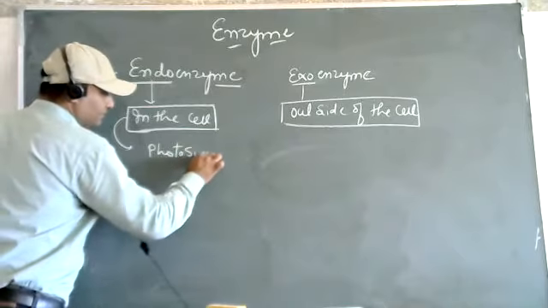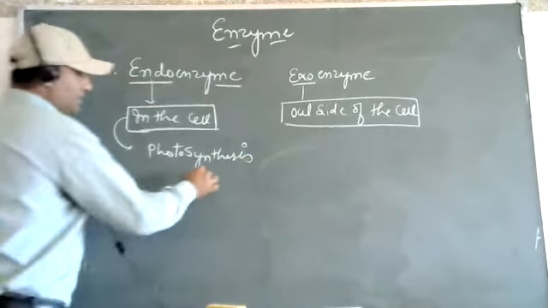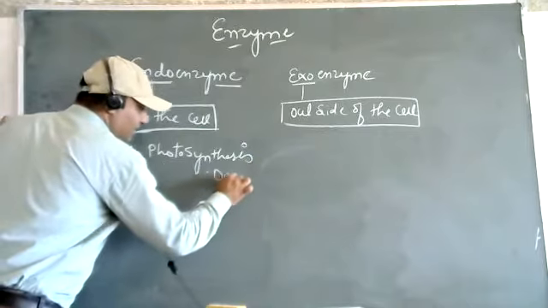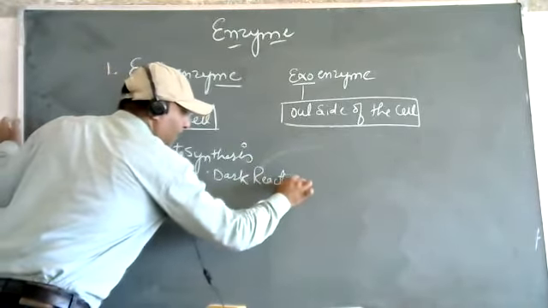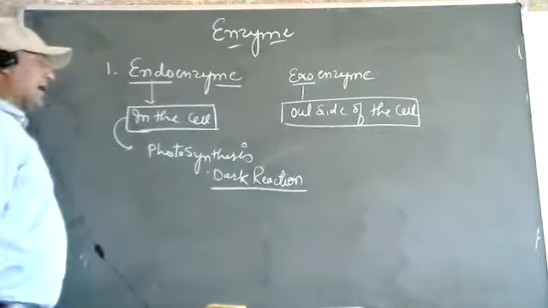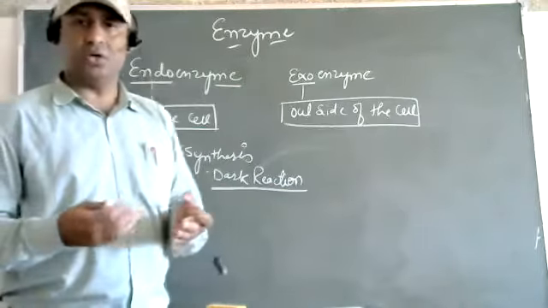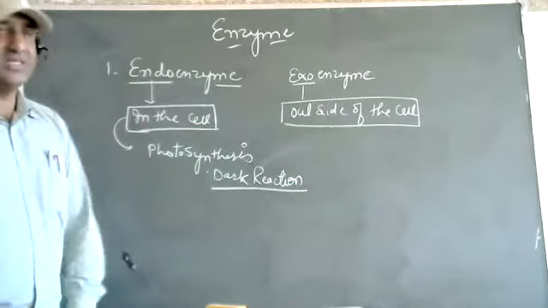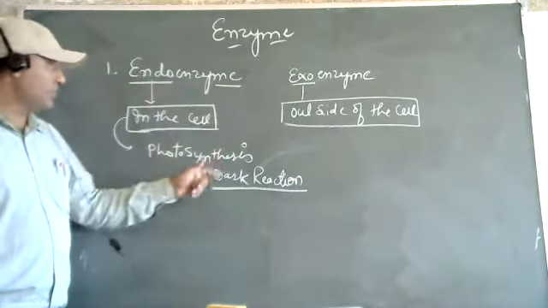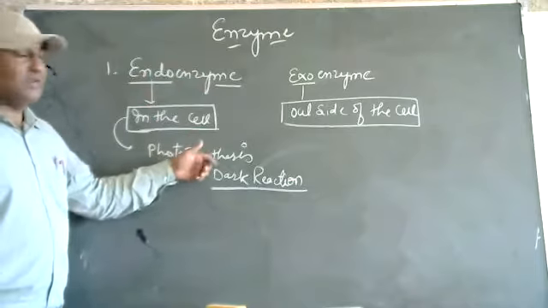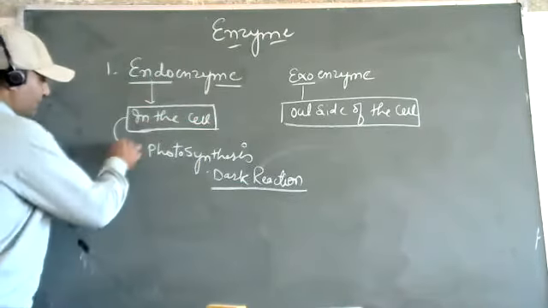In photosynthesis, the reaction called the dark reaction involves so many enzymes. In the dark reaction, like the Calvin-Benson cycle and the Hatch-Slack cycle, a lot of enzymes are required. All enzymes of this type are called endoenzymes, because all these enzymes work inside the cell. So that's why we call them endoenzymes.